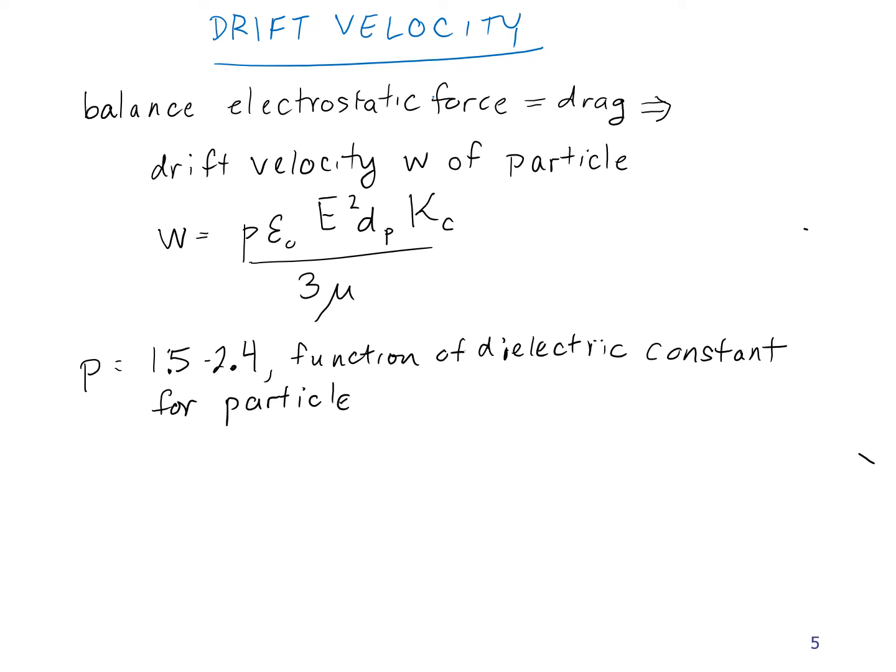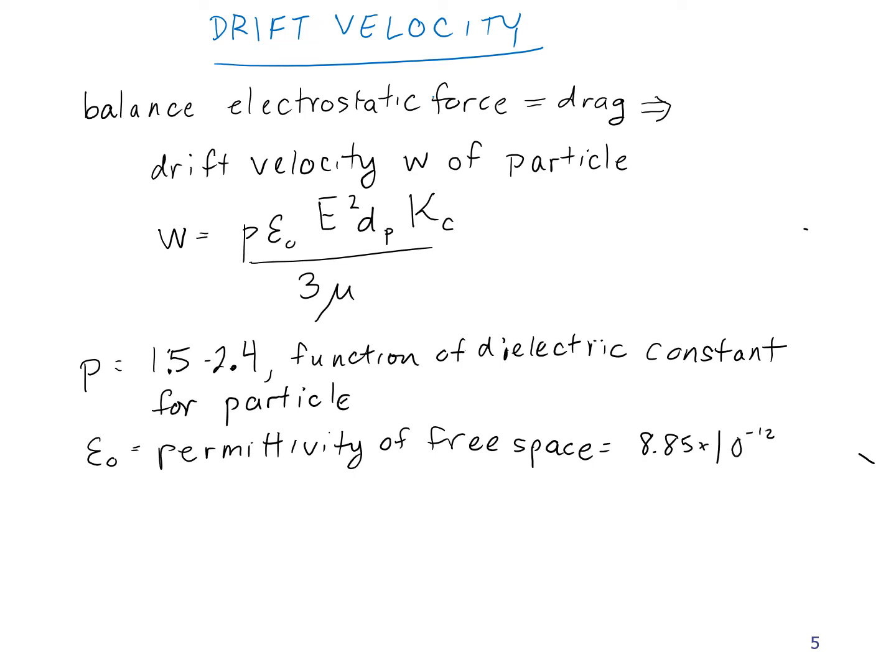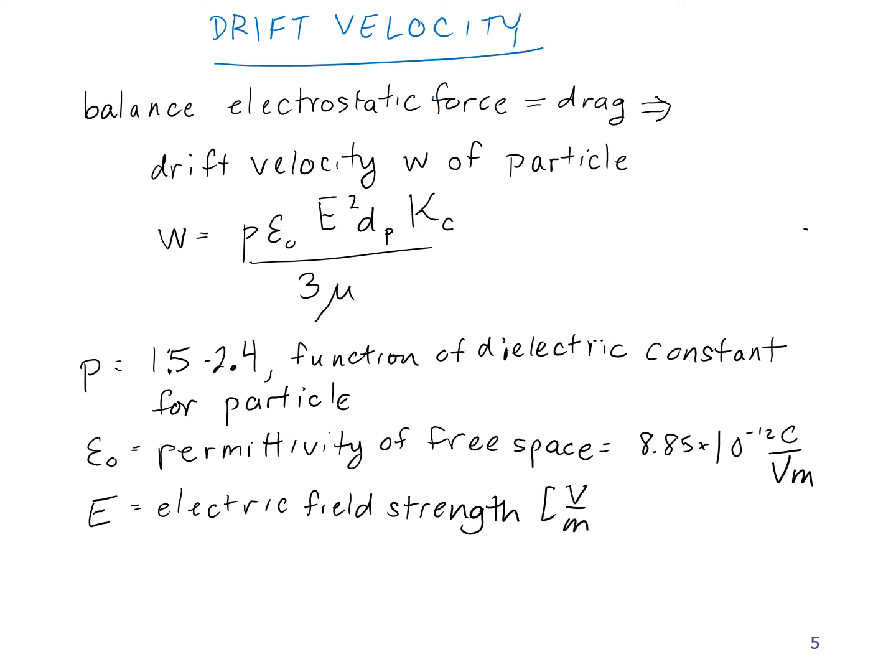And then epsilon naught is the permittivity of free space. This is a constant, and it's equal to 8.85 times 10 to the minus 12 coulombs per volt meter. And capital E is the electric field strength, which is in volts per meter.